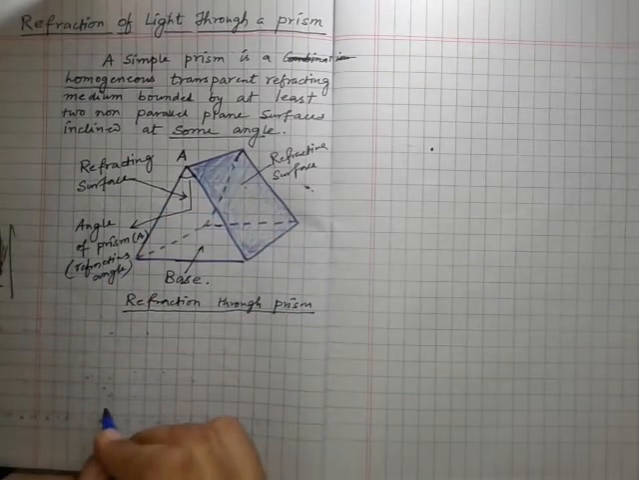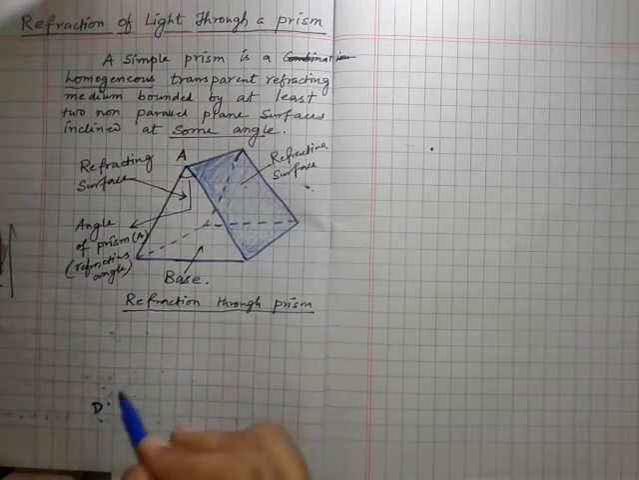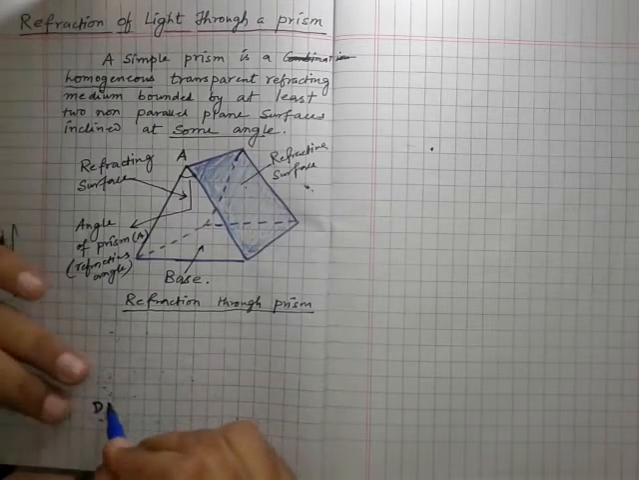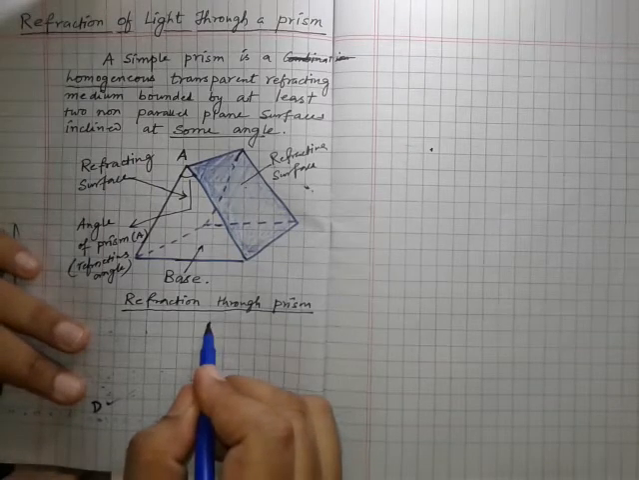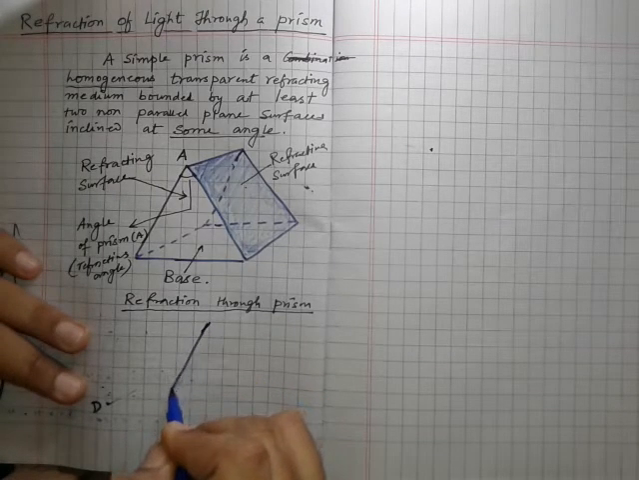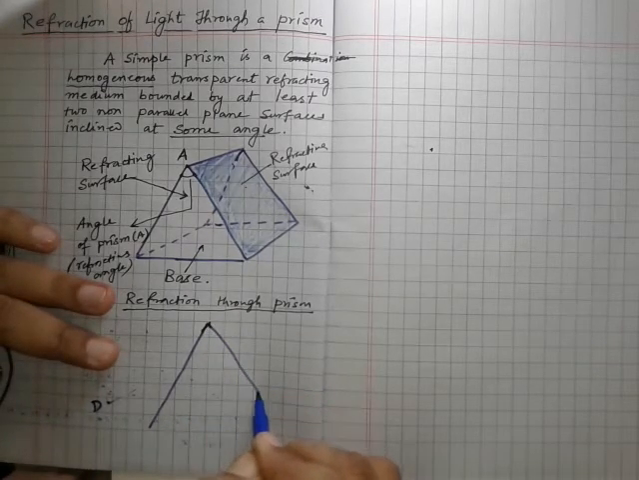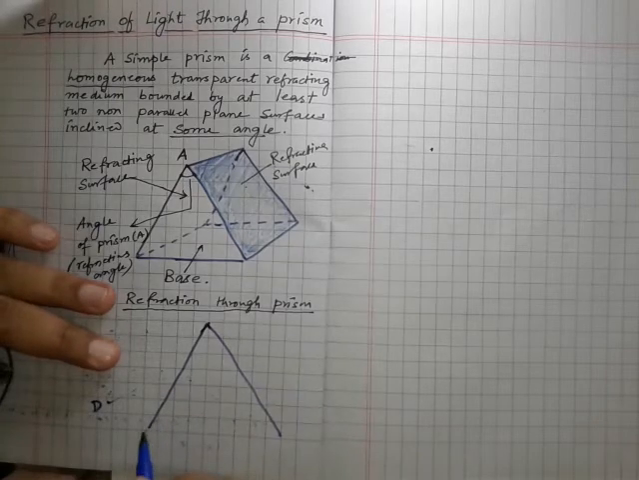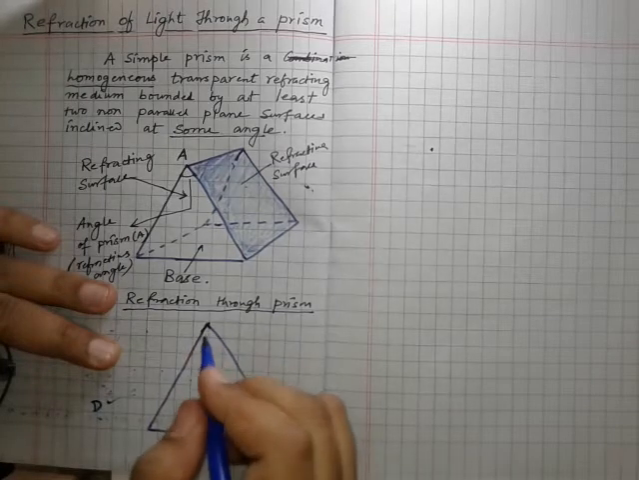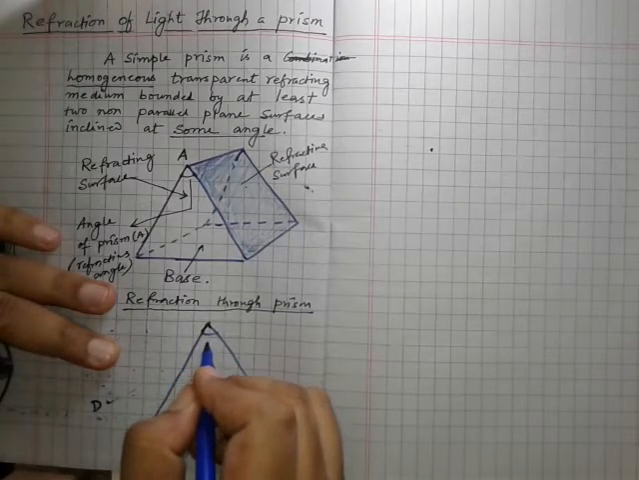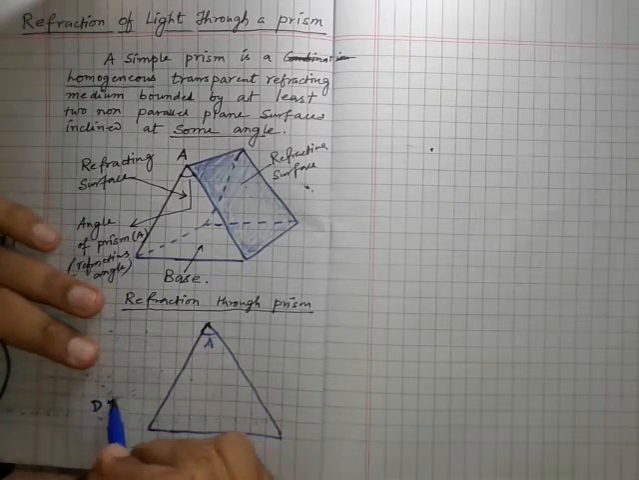Now first, this is the source of light. Suppose there is a source of light. D is the source of light, say. And the source of light is going in this direction. Okay, so first we'll draw the prism, then you can understand easily. This is the angle of prism A. Now the light is coming from source D, this way.